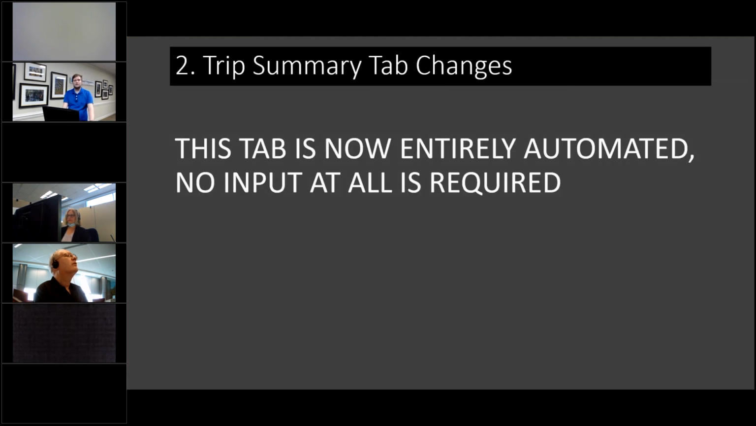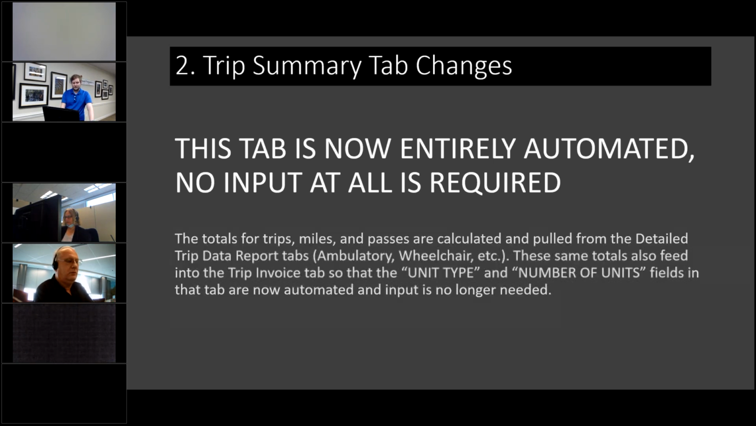So the trip summary tab, there's actually nothing you need to do on this anymore. It's going to be entirely automated. The totals for the trips, miles, any passes you may have are automatically calculated and pulled from the detailed trip data report tabs. So these same totals will also feed into the trip invoice tab that we just looked at. So you will no longer have to enter those things.